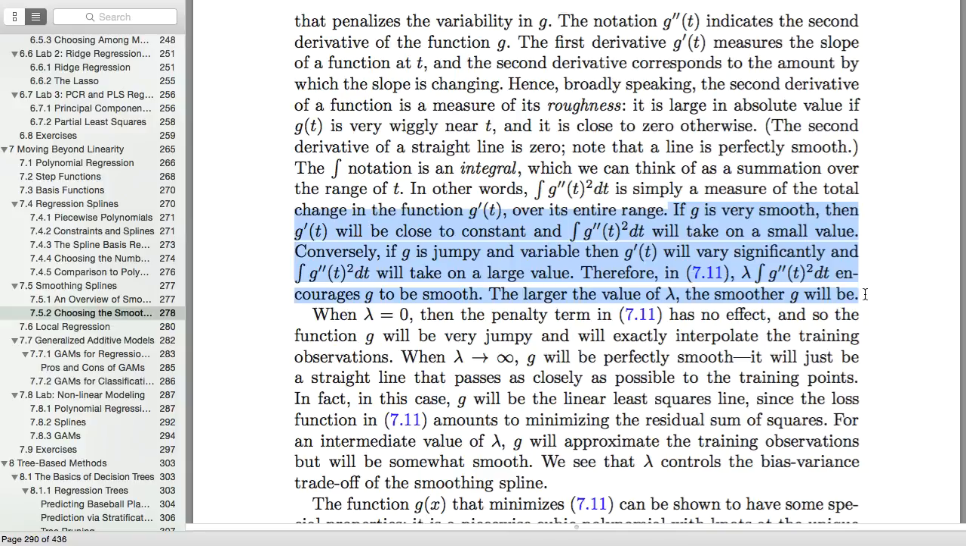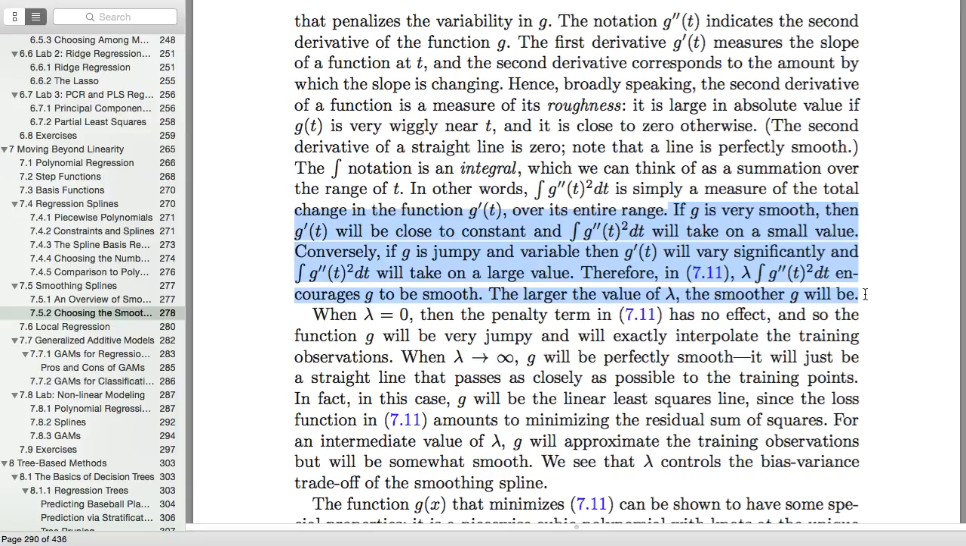Therefore, the tuning parameter lambda times the integral of g double prime t squared dt encourages g to be smooth. The larger the value of lambda, the smoother g will be. Okay, so we can let it be jumpy.